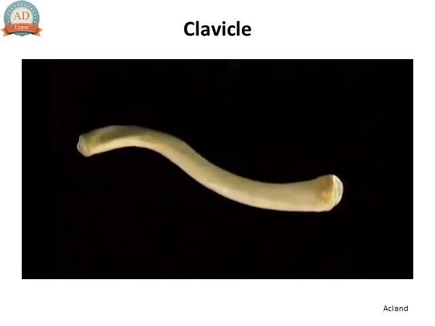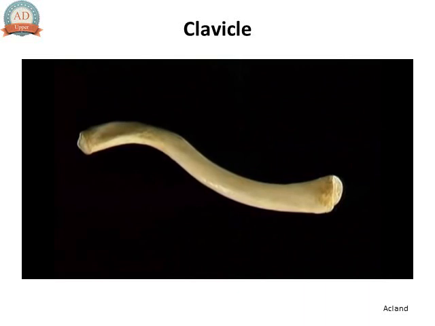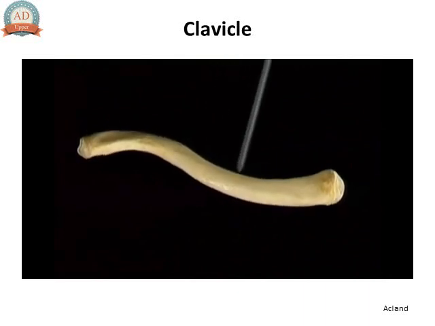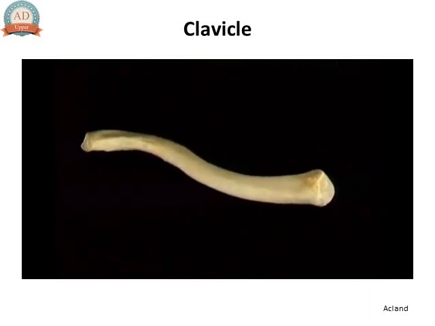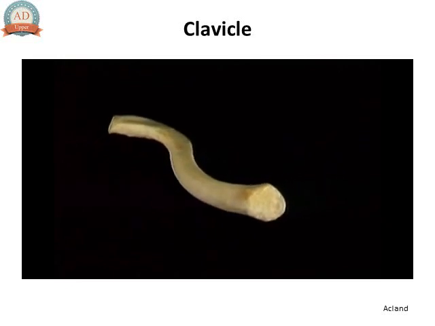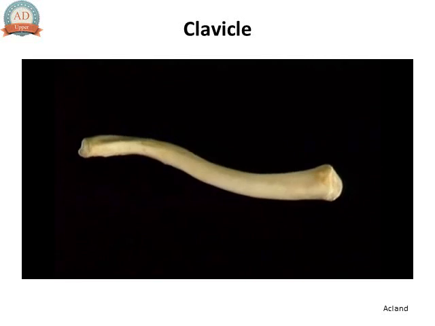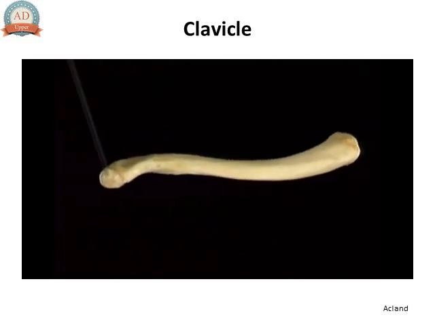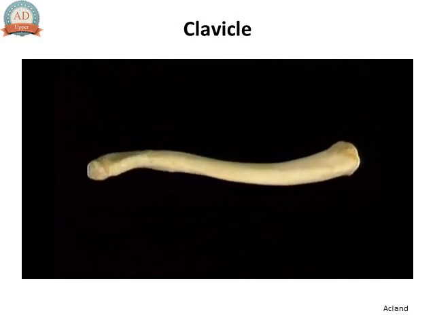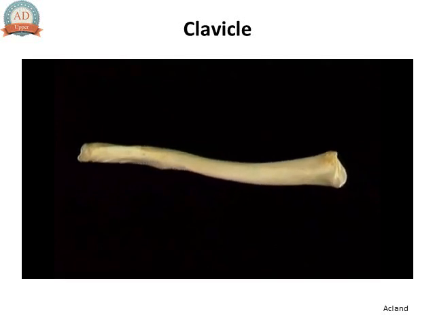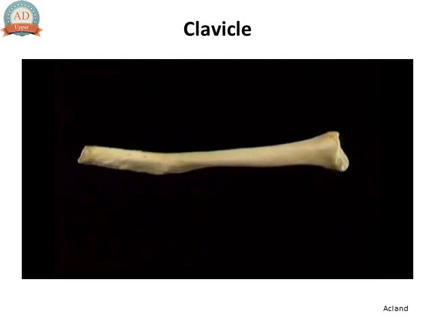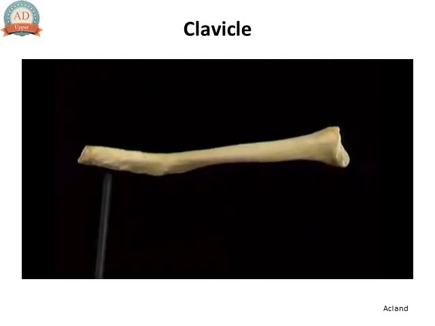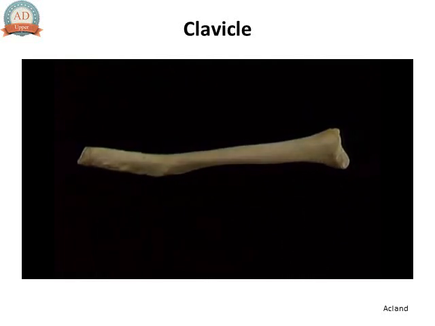Looking at the clavicle from above, we can see that it's slightly S-shaped, with a forward curve to its medial half. At its medial end, this large joint surface articulates with the sternum. At the lateral end, this smaller surface articulates with the scapula. On the underside, massive ligaments are attached, here laterally and here medially.